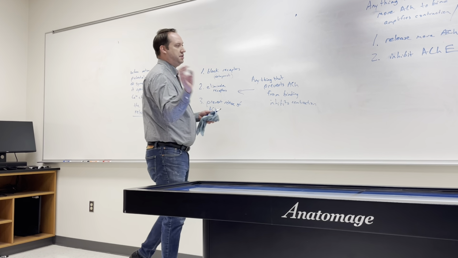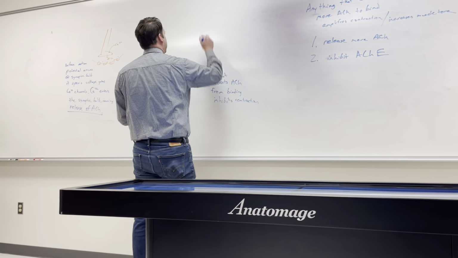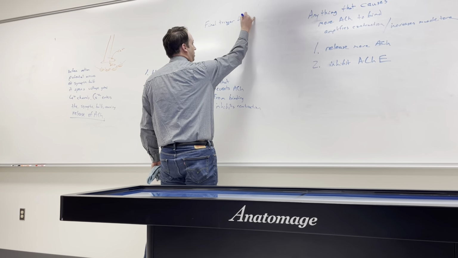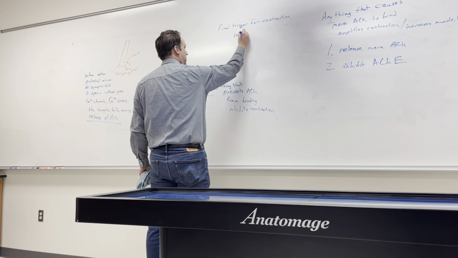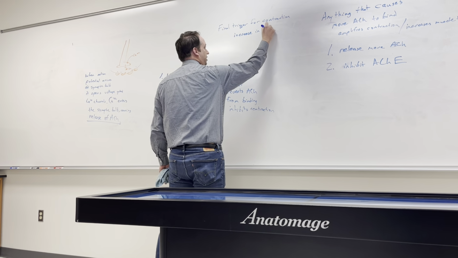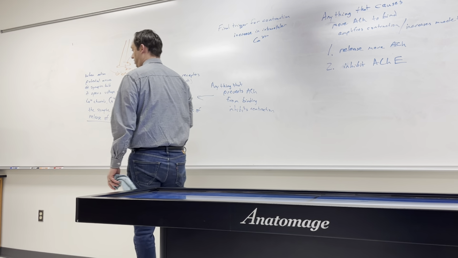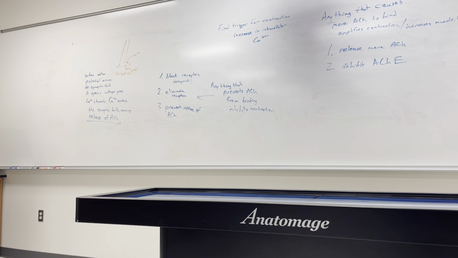Action potential travels down the sarcolemma. Calcium comes out of the sarcoplasmic reticulum. One thing that you do need to know, as the final trigger for contraction, is always the increase in intracellular calcium. That calcium comes out and it binds to troponin. Remove tropomyosin, we start that sliding filament theory. But it's that calcium that's triggering that movement.